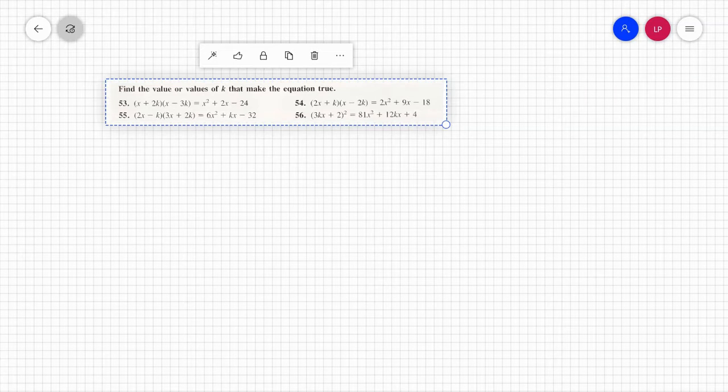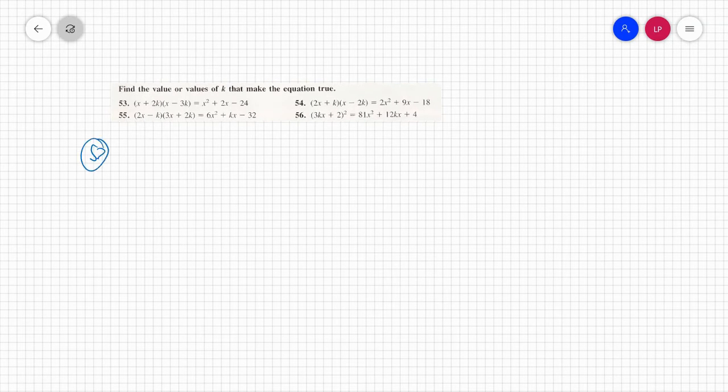Okay, so this is a video just walking through one more time 53, 54, 55, and 56, and the types of things that you can expect. On 53, we will start by just multiplying out the left side. x squared minus 3kx plus 2kx minus 6k squared equals x squared plus 2kx minus 24.